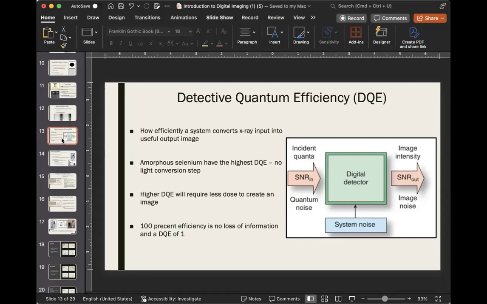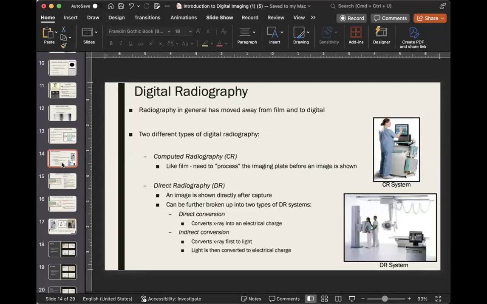But just like with MTF, we can never have an efficiency of 100%. Okay? And so the higher our DQE is, the better it is. But we'll never reach 100% efficiency. When we talk about digital radiography, radiography in general has moved away from film to digital.